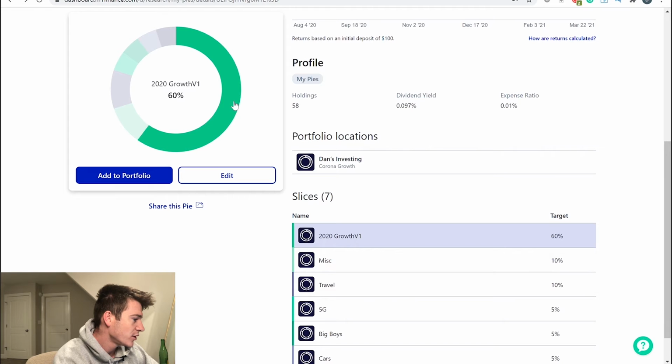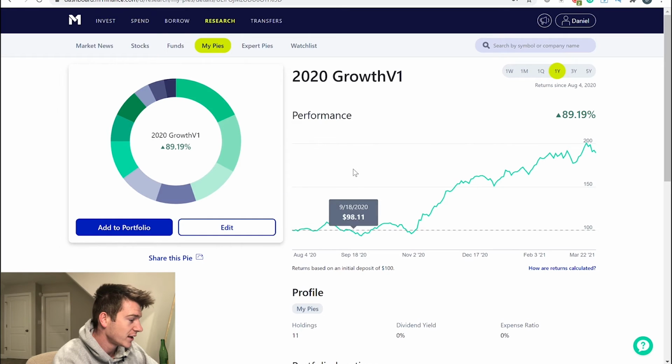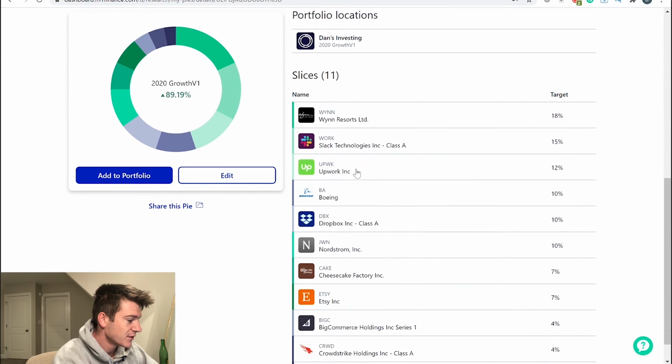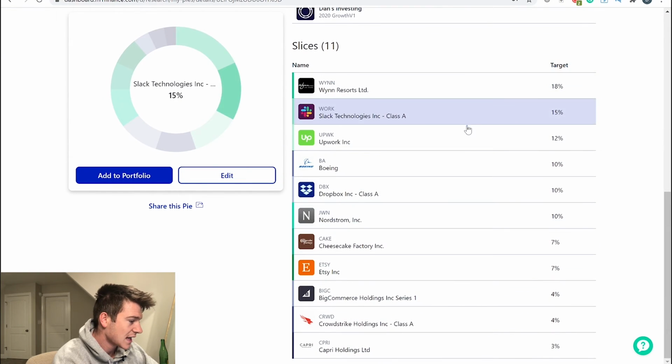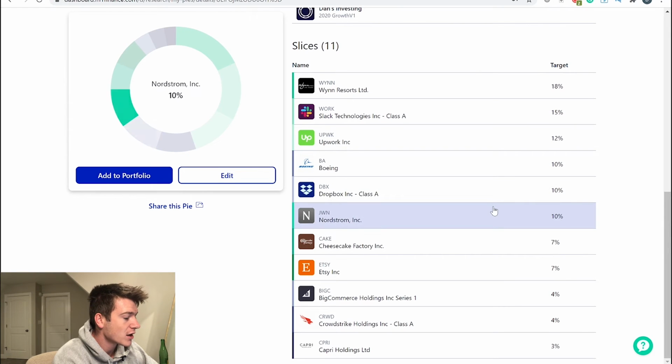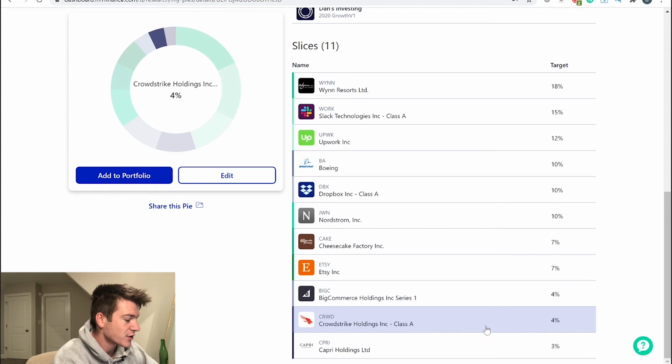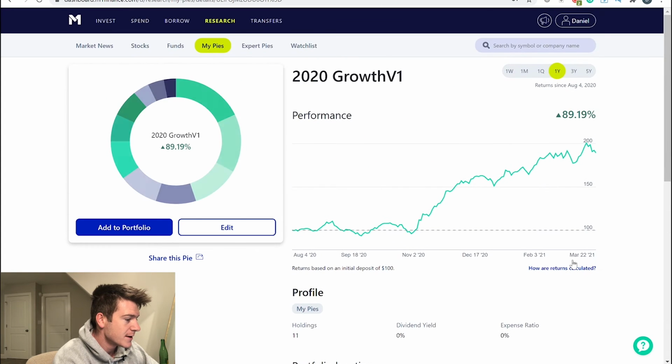And then let's see, this 2020 growth V1. These are stocks that I picked out in 2020 that I thought were going to do well with that dip and everything. Here's the different slices: Wynn Resorts, Slack, Upwork, Boeing, Dropbox, Nordstrom, Cheesecake Factory, Etsy, BigCommerce, CrowdStrike Holdings, Capri Holdings. Average return of 89%.